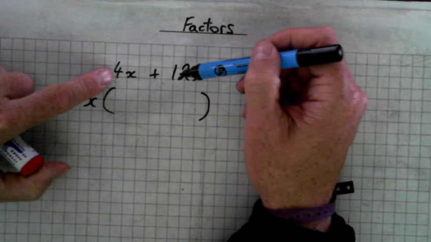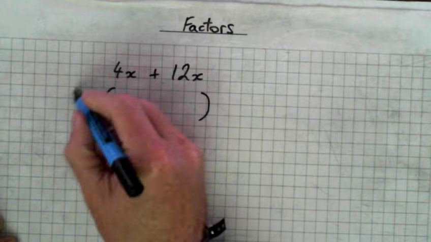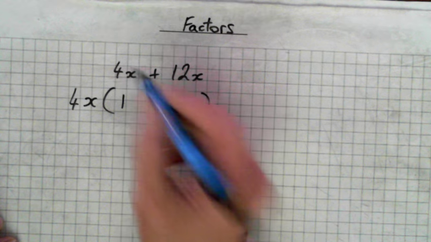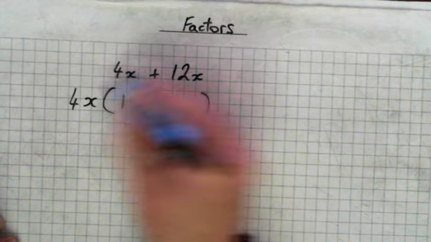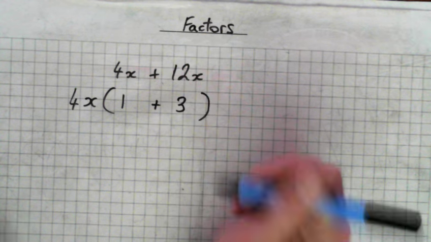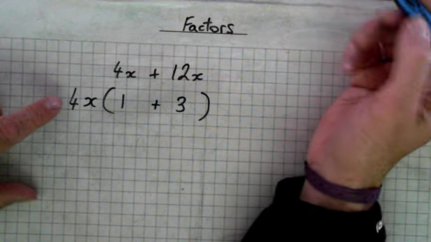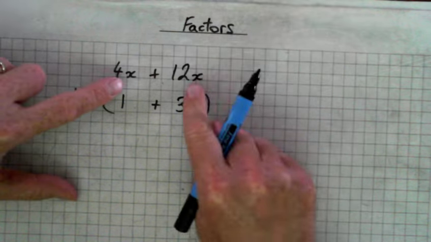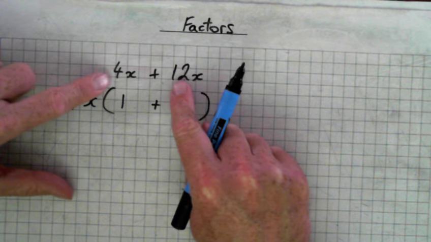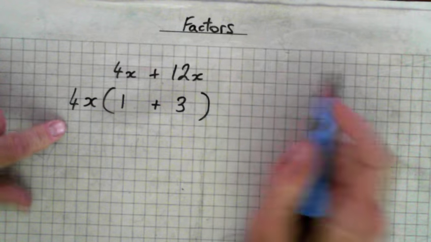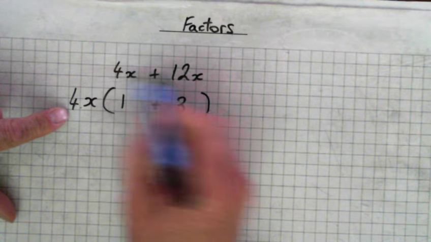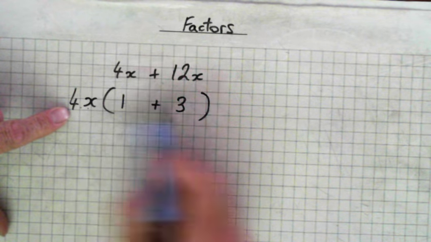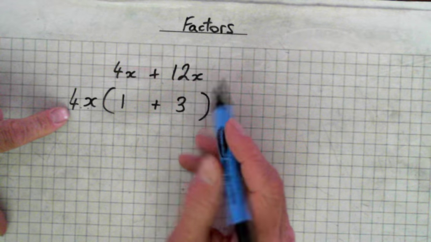What's the highest number that will divide into 4 and 12? 4. 4x times 1 is 4x. 4 times 3 is 12. Where did you get the 1? Alright, I'll explain. First of all, x divides into both, doesn't it? And then the highest number that divides into 4 and 12 is 4. To get this answer above here, 4x times 1 is 4x, isn't it? 4x times 3 is 12x, isn't it? Okay, so just follow the steps.